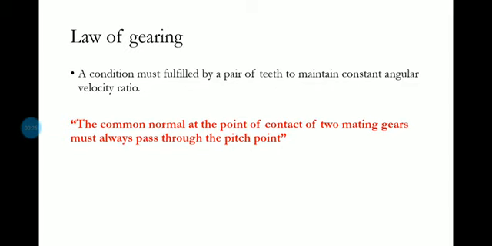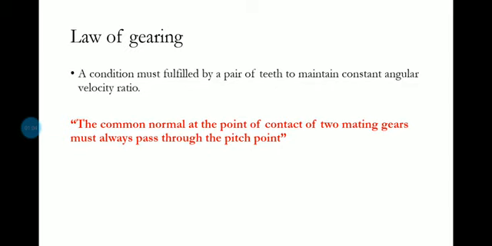Now read that statement. The common normal at the tooth profile at the point of contact of two mating gears must always pass through the pitch point. That is, if at the point of contact of two gears we draw the common normal to the teeth profile, that should pass through the pitch point. You know that the pitch point is the meeting point of both pitch circles. That is an invariant point.